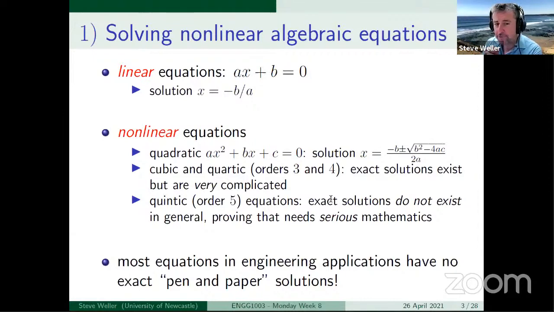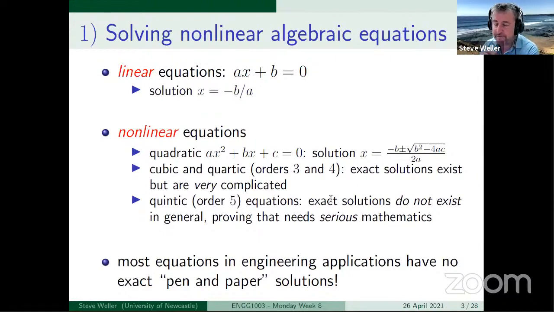If you go to higher orders, 5th order and above, trying to capture even more interesting, nonlinear, realistic behavior in the real world, you get to order 5 equations. And something really interesting happens. Exact solutions in many cases, in the general case, don't exist. Not just that they can't be found, but the exact solutions don't exist.